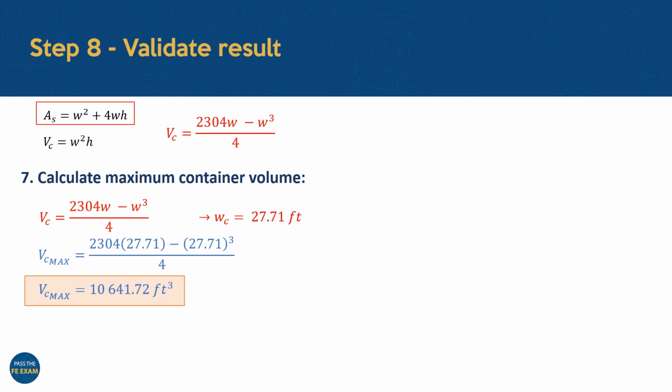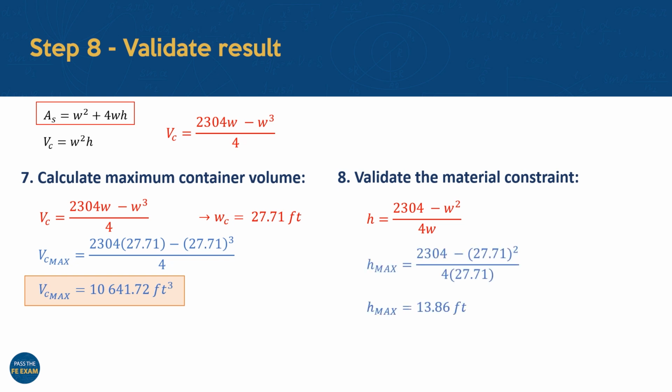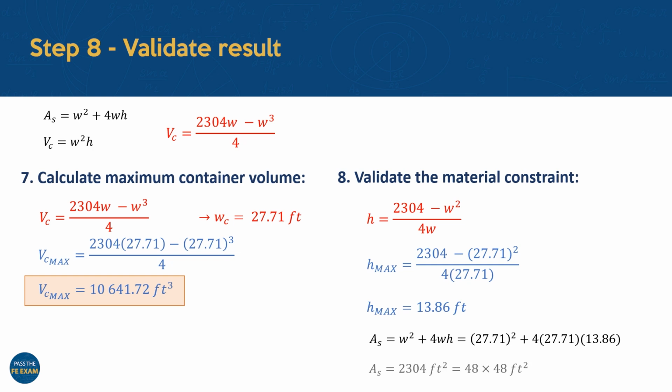But if you want to validate that the container meets the material constraints, here's what you can do. First, we refer back to the formula we derived at the start of the problem, where we isolated h in terms of the other variables. Substituting the optimal width we found, we determined that the required container height is 13.86 feet. Next, we substitute this height and width back into the original surface area equation.